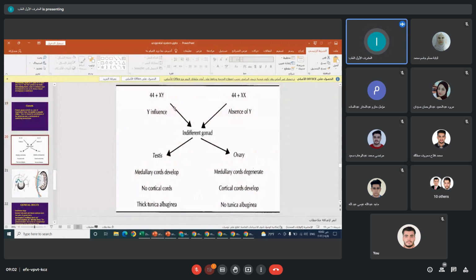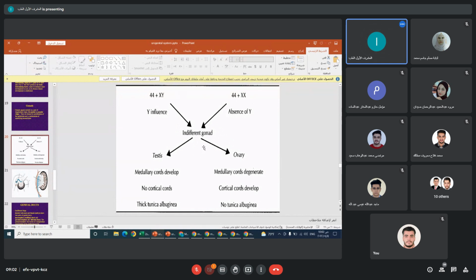And during the 4th week, this is the indifferent gonad. In the 4th week, these sex cells, this is XY, start to migrate from the yolk sac to this indifferent gonad. And then they start to form some primitive sex cords. This is the primitive sex cord. We cannot know whether it will develop into testis or ovary, so we call it the indifferent gonad.